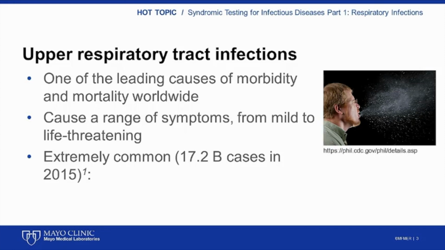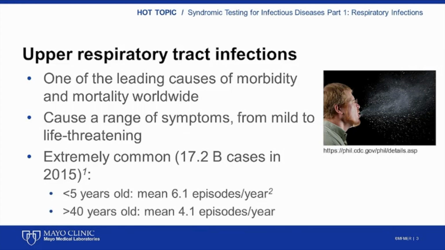As you're probably well aware of from personal experience, individuals can have multiple upper respiratory infections each year, with children less than 5 years old experiencing a mean of 6.1 episodes per year, and adults older than 40 suffering from about 4 upper respiratory infections each year.